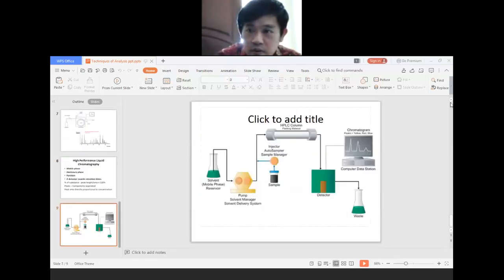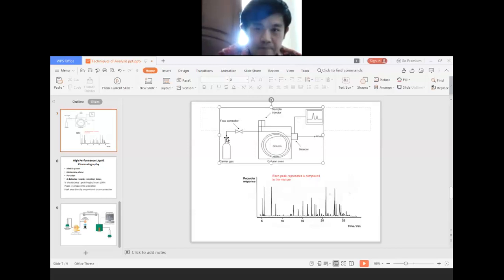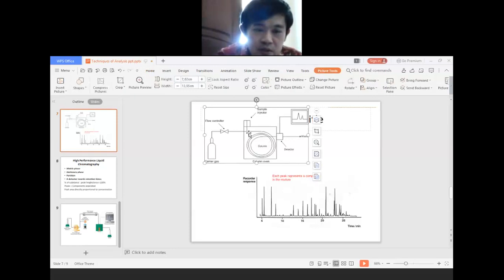In the diagram, there is a carrier gas. The carrier gas must be given out using a pump. So this is the flow control. It controls the flow of the carrier gas. It cannot be too fast, cannot be too slow.